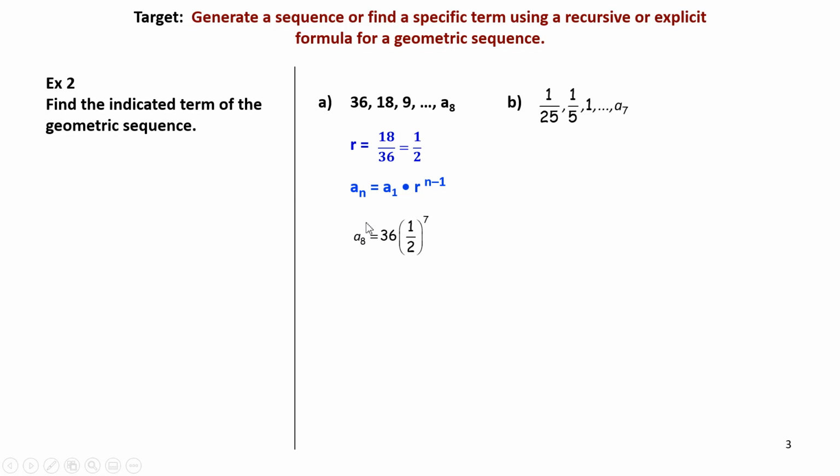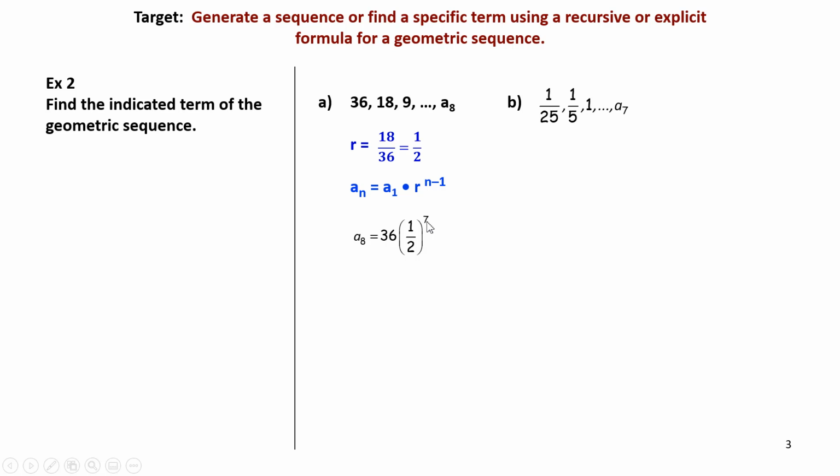So it looks like I skipped a little bit here. So a sub 8, okay, there's my a sub 1, 36. There's my r value of 1/2. Since I'm looking for a sub 8, I'm going to put 8 in for n. And if I put 8 in for n here, I would subtract 1 and I would get 7.